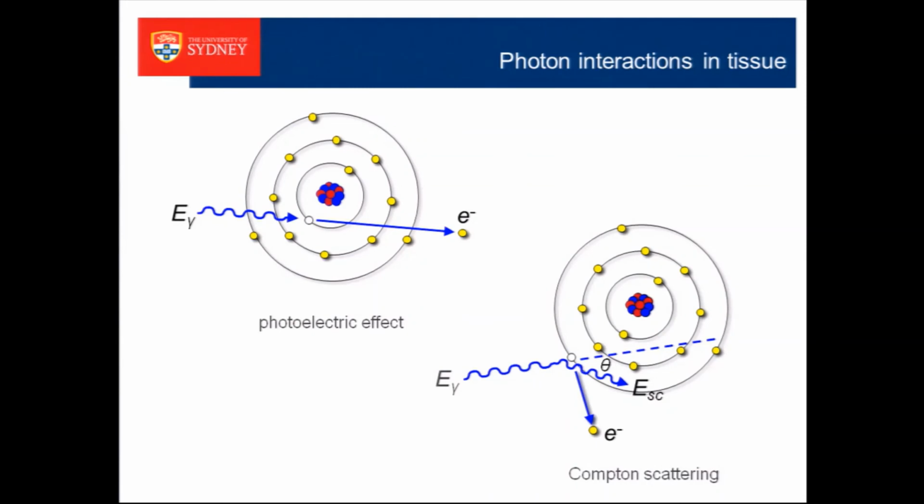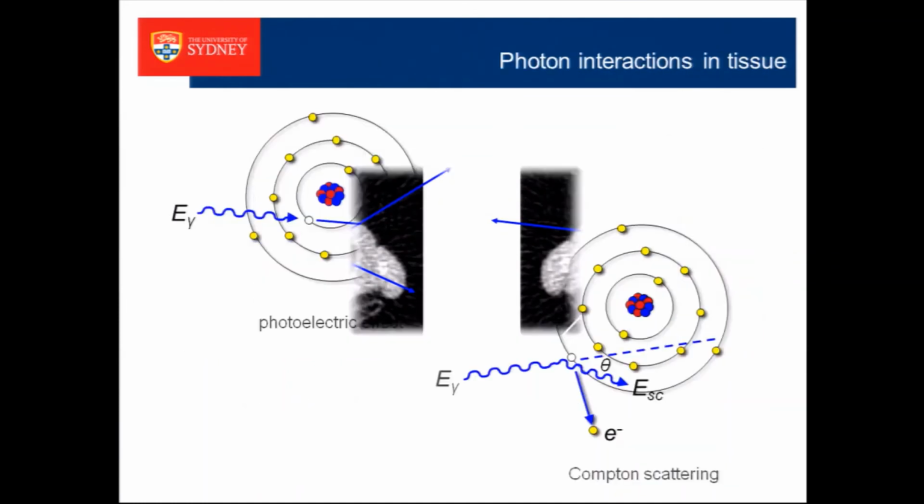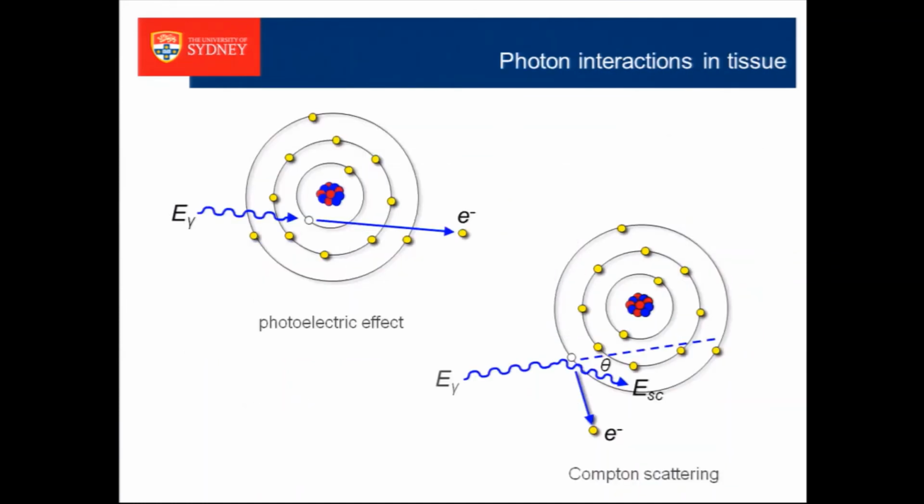So I'm running out of time already. Just like to talk quickly about photon interactions in tissue. The 2 main effects that we need to consider for quantitation in PET and SPECT are the photoelectric effect and Compton scattering. In the photoelectric effect, the photon is completely absorbed. In Compton scattering, the photon interacts with an outer shell electron. In doing so, it loses some energy and it changes direction. Both of these effects can give rise to quantitative errors unless they are compensated.